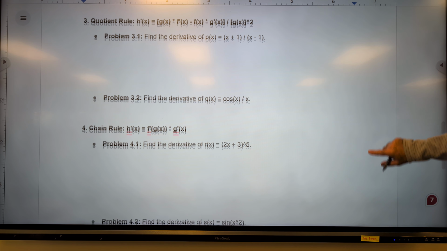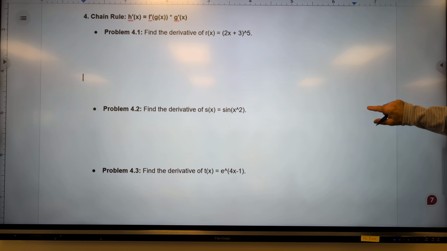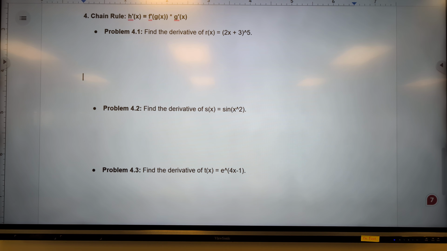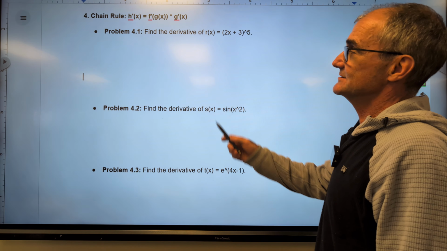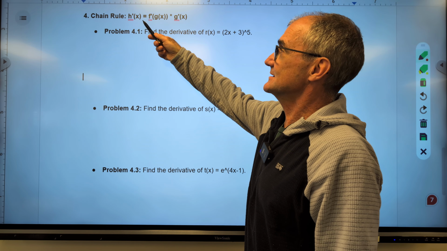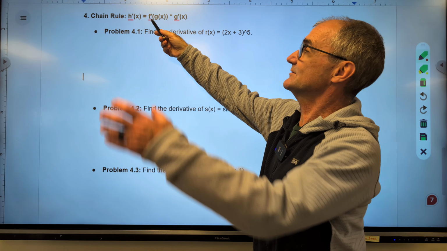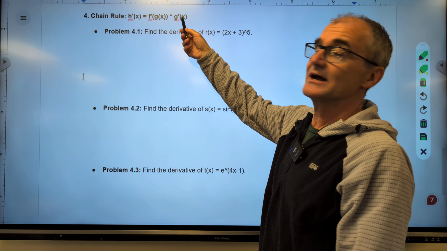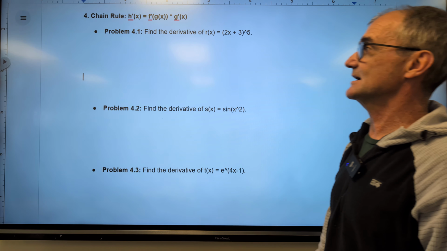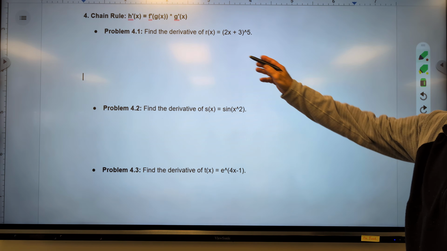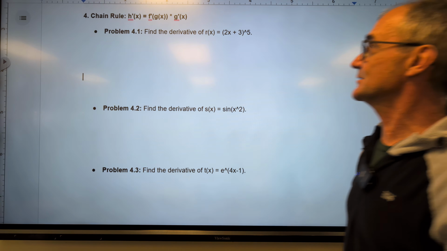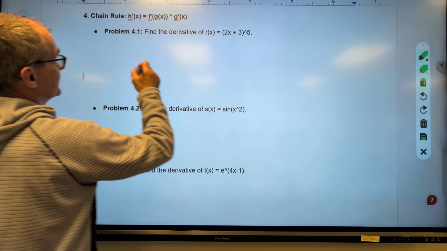Okay, lastly, let's take a look at the chain rule. Okay, now we're on the chain rule. The chain rule is if h of x is a composite function, f of g of x, then you take the derivative of f of g of x and multiply it by the derivative of what's inside. So on number 4 here, again, pause the video, do the problems first. Let me just write this out.